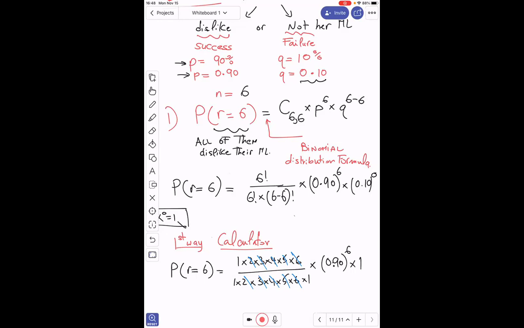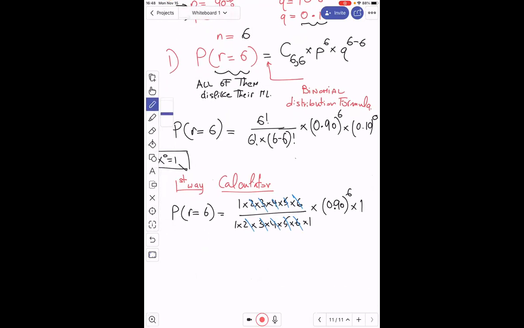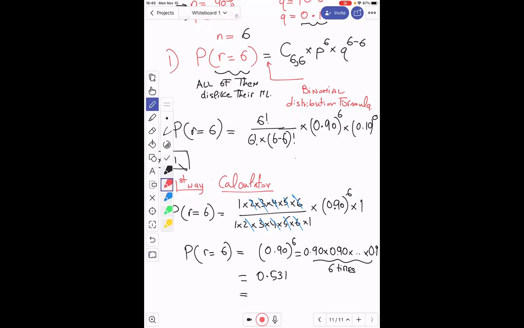So, I mean, basically this probability, so r is equal to 6. This is just equal to 1. So it's going to be just 0.90 to the power 6, right? So this is like 0.90 times 0.90, 6 times. Anyway, so the answer actually would be 0.531. Okay, or if you use percentage, remember for the percentage, we take 2 digits after the decimal point.